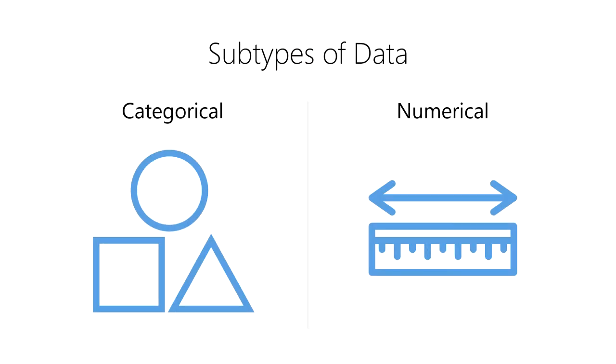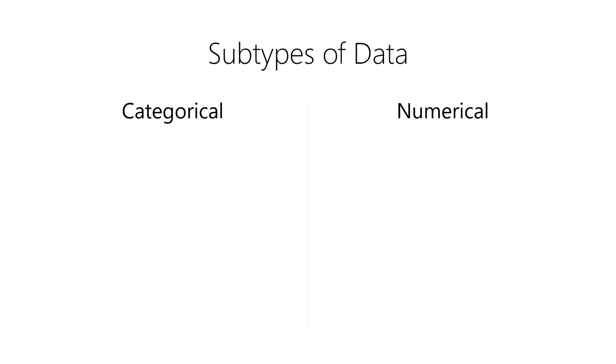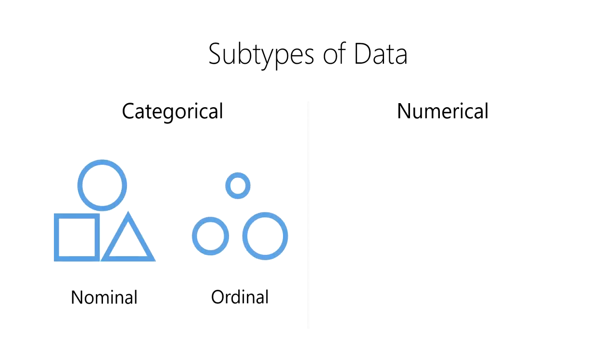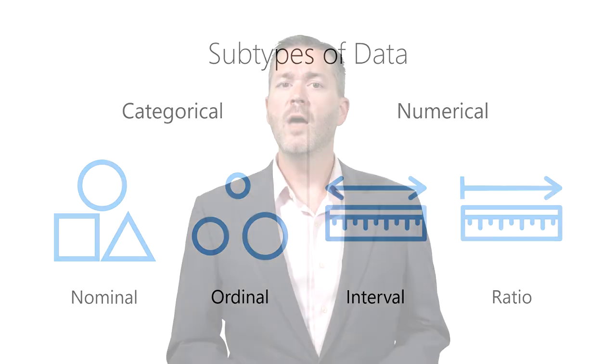Categorical and numerical data can be further subdivided into 4 subtypes. Categorical data can be divided into nominal and ordinal data, and numerical data can be divided into interval and ratio data. We'll take a look at each of these 4 subtypes of data next.